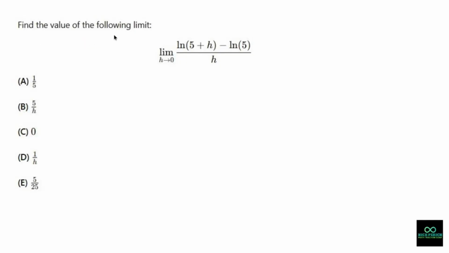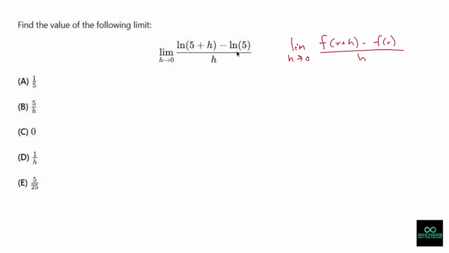Find the value of the following limit. You're given the limit as h approaches 0 of ln(5 + h) minus ln(5), all over h. If you're wondering, this looks a lot like the limit as h approaches 0 of f(x + h) minus f(x), all over h. You're absolutely right. That's the derivative by limit formula.